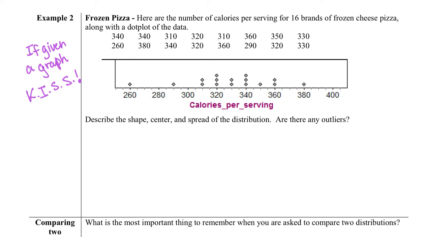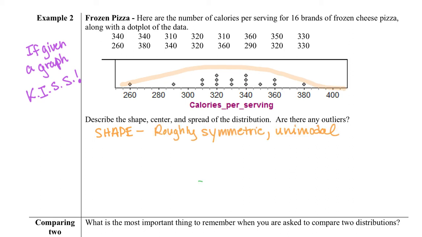So let's do that. Starting with shape, I would say this is roughly symmetric. It's not perfectly symmetric, but I wouldn't say that there's any extremes on each side. And I would definitely say that it's also unimodal. It's got this nice peak and then it runs off. So that's what I'm going to say. Roughly symmetric and unimodal.